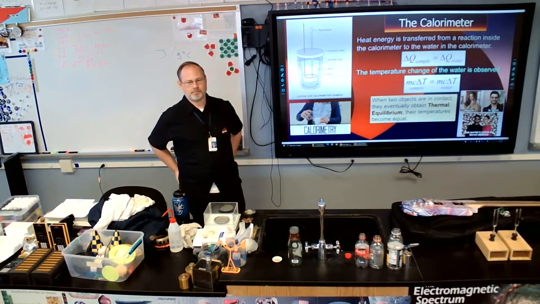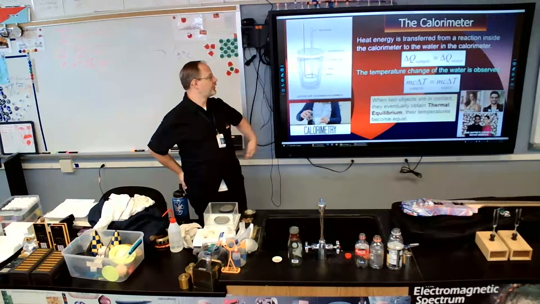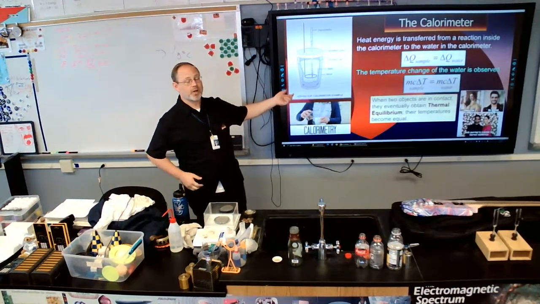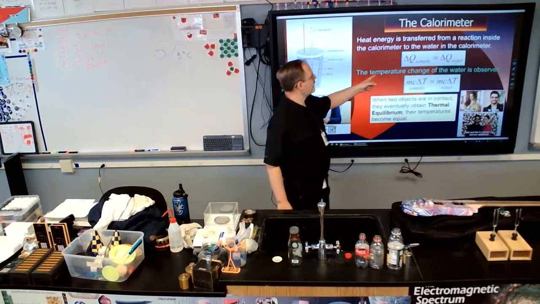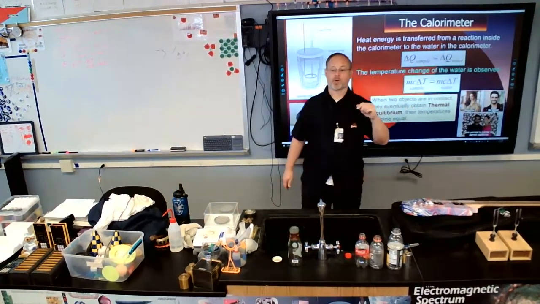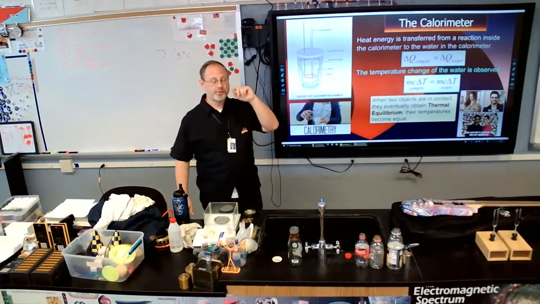So it doesn't destroy the energy, though, because energy can be... Right. The energy goes into the thing we want to measure. So a bomb calorimeter is just a really big coffee cup calorimeter. We're doing the exact same thing. The MC delta T of the sample becomes the MC delta T of the water. All right. Are you ready to do math?